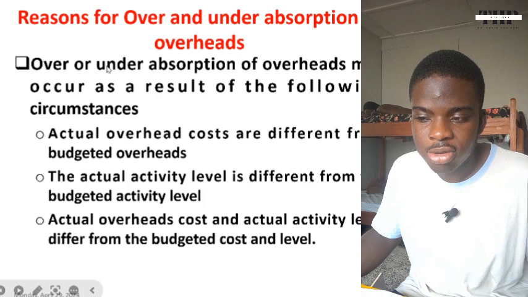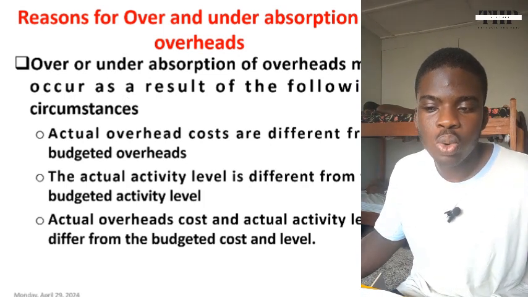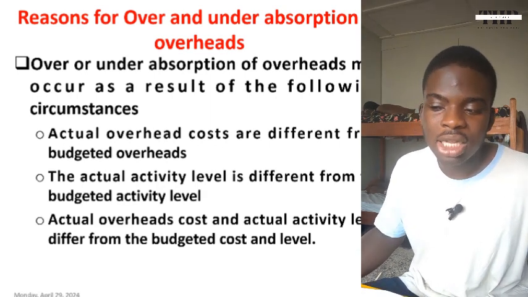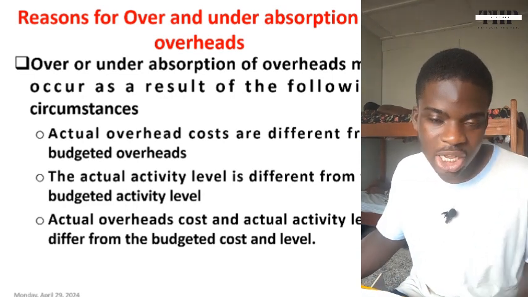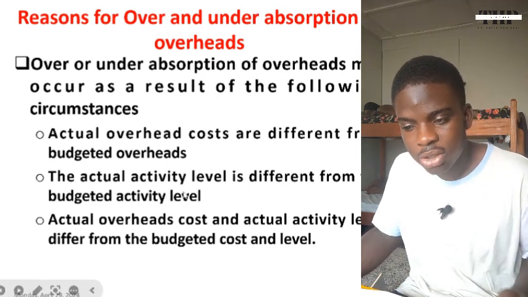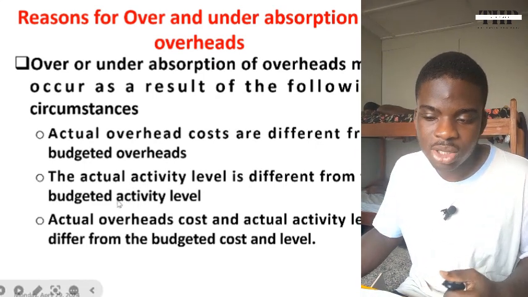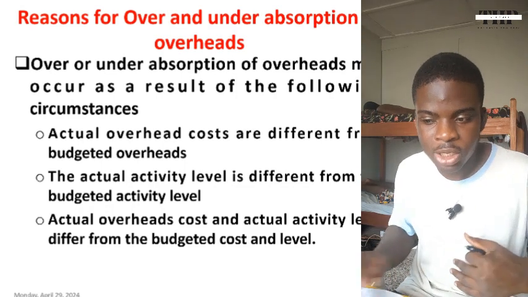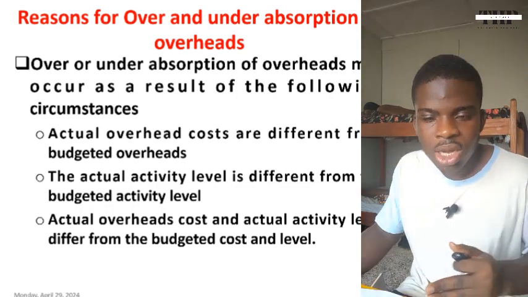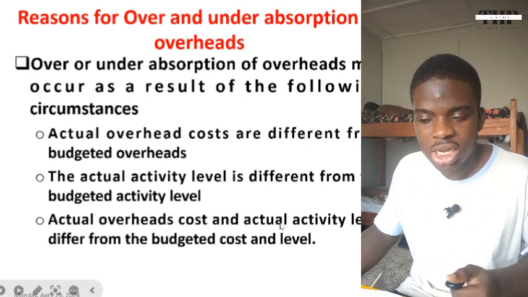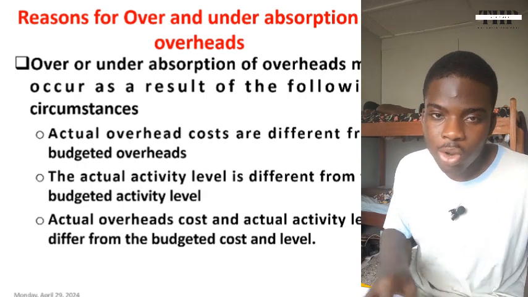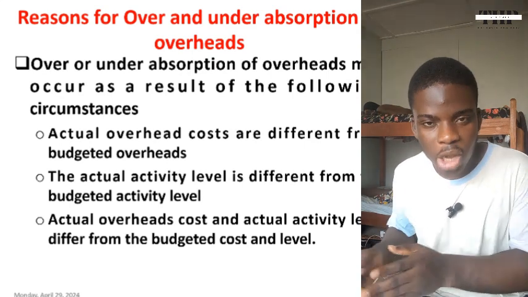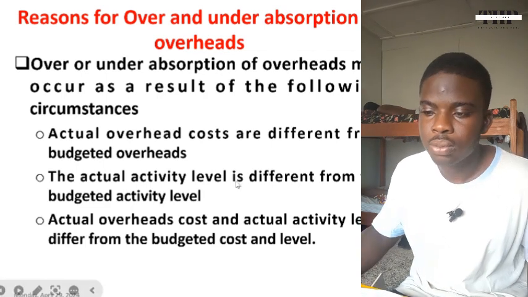The reasons for over and under absorption of overheads could be as a result of the following. One, the actual overhead cost is different from the budgeted overheads, right? So either the budgeted and actual overhead costs are different, or the problem could be with the activity levels. The budgeted activity level and the actual activity level could also differ. That could be a cause of the over or under absorption. So either one differs or both of them differ. You can also have a situation where the budgeted overhead cost and the budgeted activity level differ from the actual overhead cost and the actual activity level. Alright.